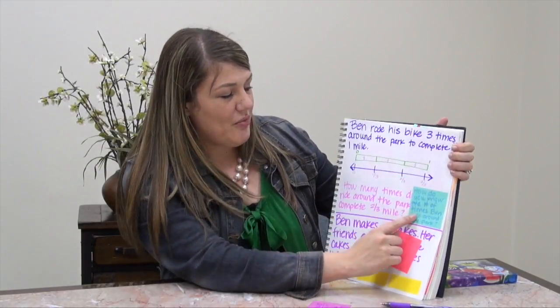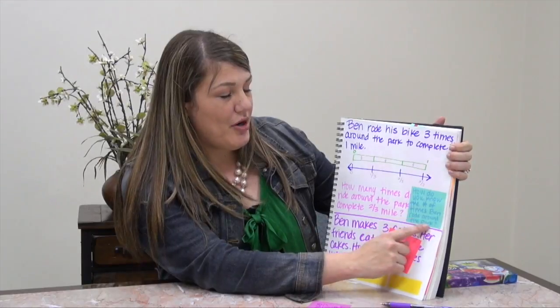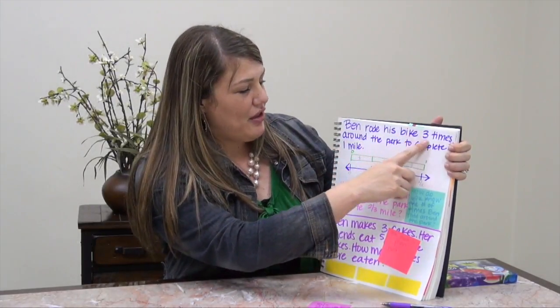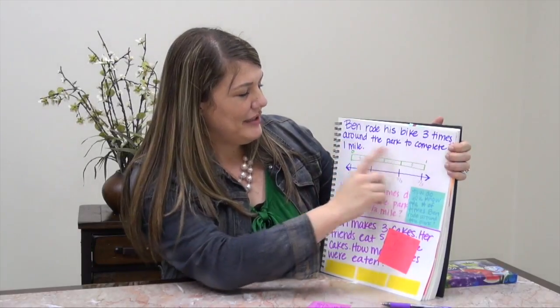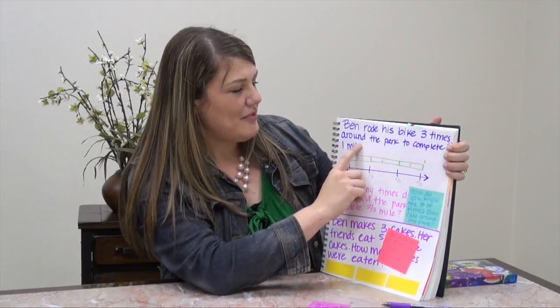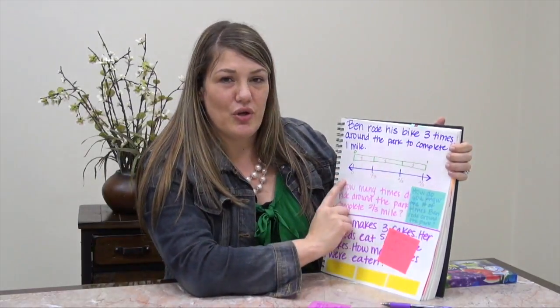And how do you know the number of times Ben rode around the park? So it's having them go back to the question and reread it. Ben rode his bike 3 times around the park to complete 1 mile. So we can phrase it: he went 3 times around the park, and that includes your whole mile.